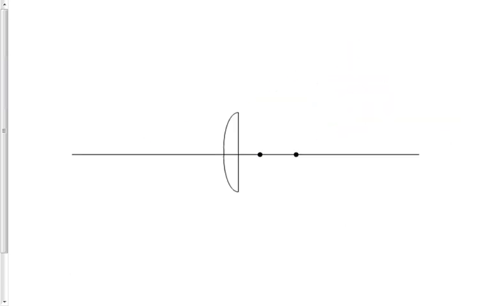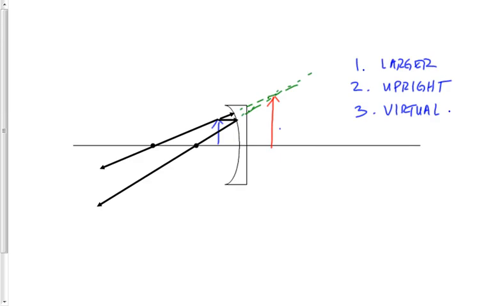Okay, let's take a look at this mirror. Good news is these ones are actually quicker and easier because the ray diagrams are all the same. This is a convex mirror, also known as a diverging mirror.